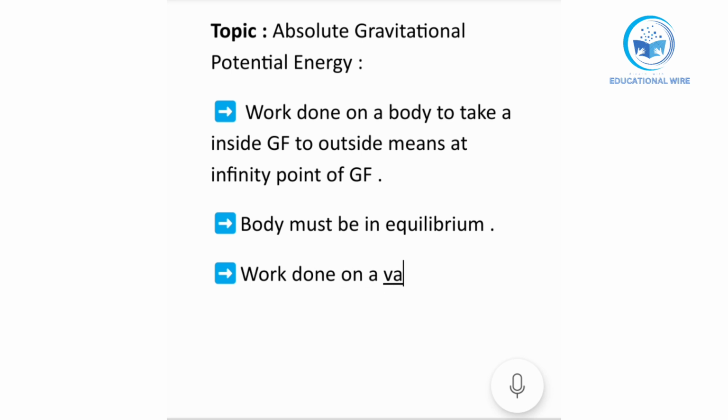Our second point is work done on a variable force. As you remember, if you are watching from the last videos, there we dealt with work done on a variable force and work done on a constant force. So we will talk further about the work done on a variable force. We will prove how work is done on a variable force. So this was a simple definition of absolute gravitational potential energy and some points. Now let's move further to prove work done on a variable force, how we will calculate that.